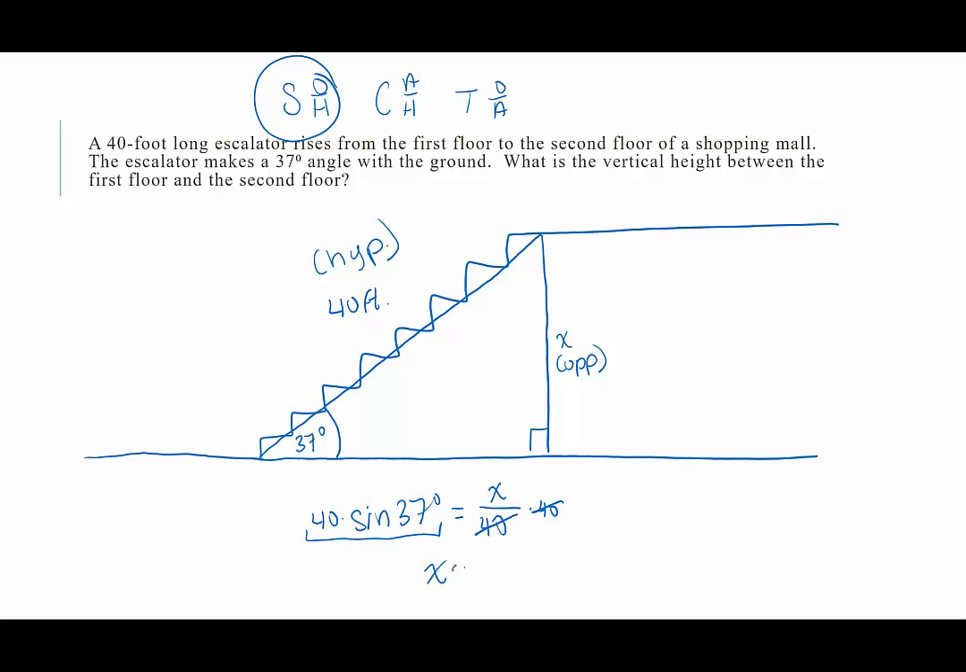When I punch this in my calculator, I get something like 24.0726, blah, blah, blah. I'm going to round this to 24.1 feet. Since it doesn't tell me what to round to, I'll just round to the tenth place. And that's it. That's our vertical height.